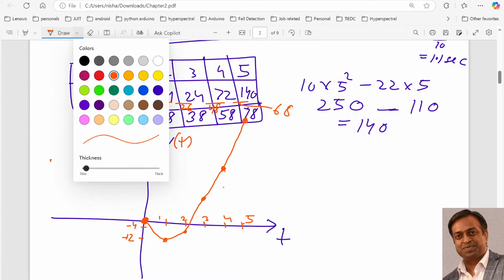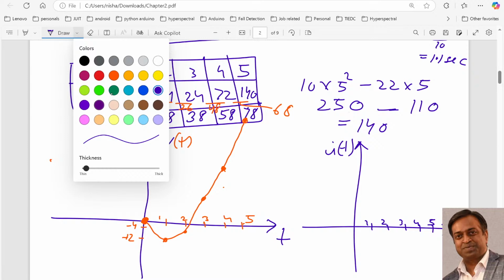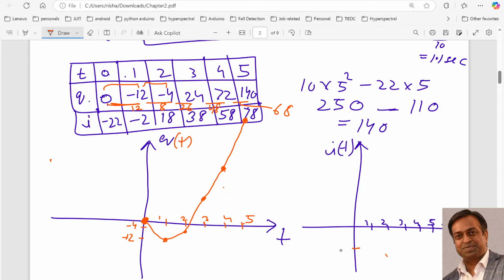And similarly, if I draw the graph of it, first I will put these marks, it is 1 2 3 4 and 5, and then if I draw a graph over here, then at t equals 0 we have -22, at t equals 1 we have -2, at t equals 2 we have 18, so it will be this, t equals 3 we have 38, then 58, and then 78.